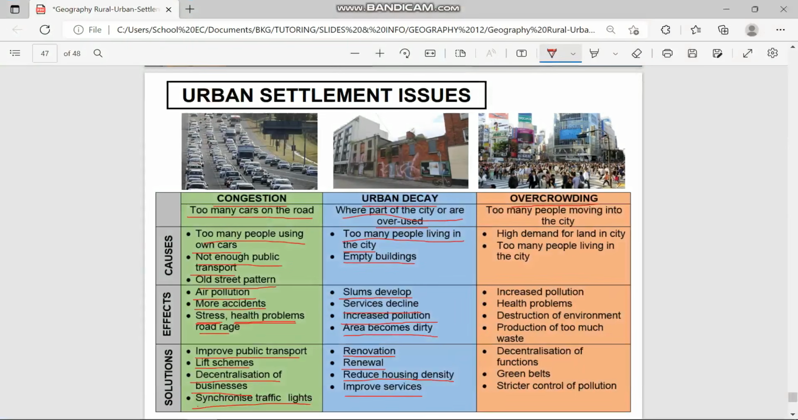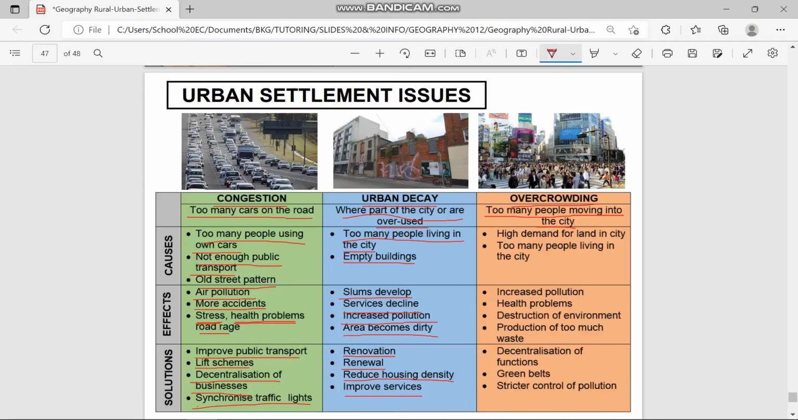Let's move to overcrowding right now. Overcrowding is too many people moving into the city. As I said to you, all of the people in these zones have moved to stay in the city, meaning that there will be overcrowding, and their places are left empty or left with few people.